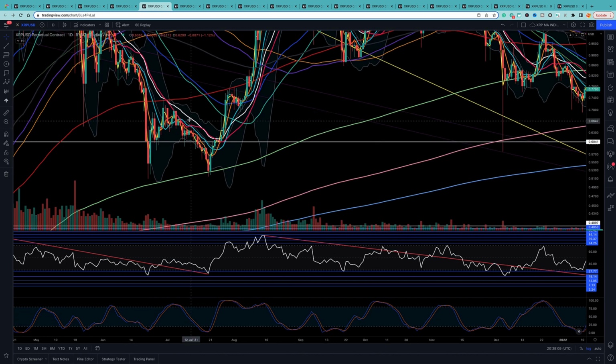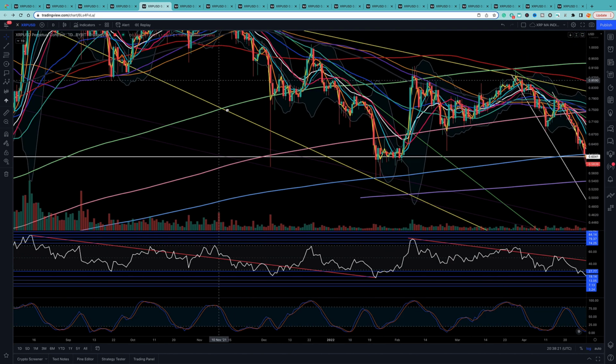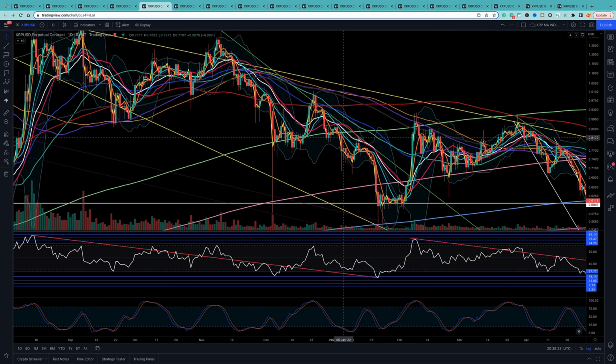On this one here, again, is the pink 20 MA, and I believe actually that's the 10. My apologies. That's the 10. It's the 10 MA. And it was the 10 MA here as well, not the 50.